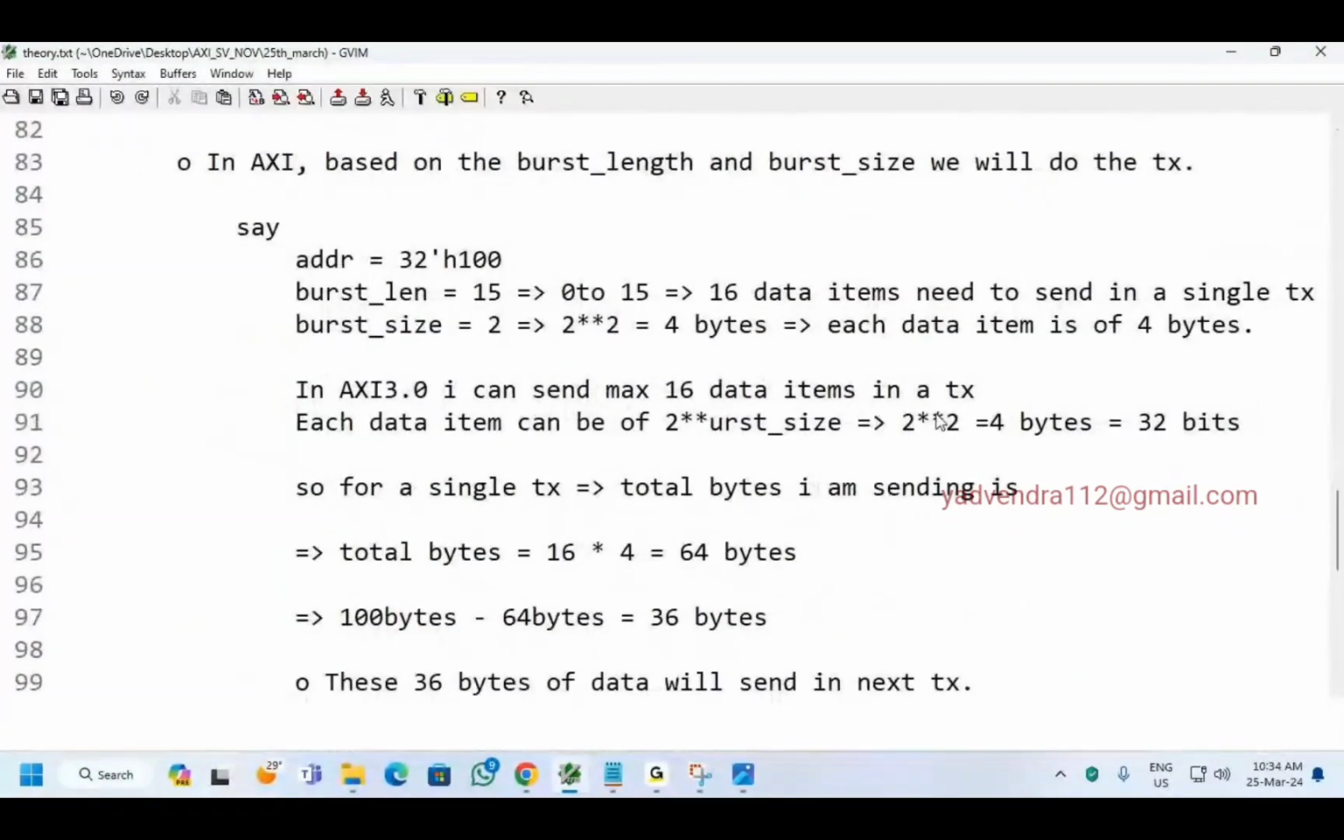So if that is the situation, 16 into 8, all 100 bytes of data fit, and one transaction is enough to send all 100 bytes of data.